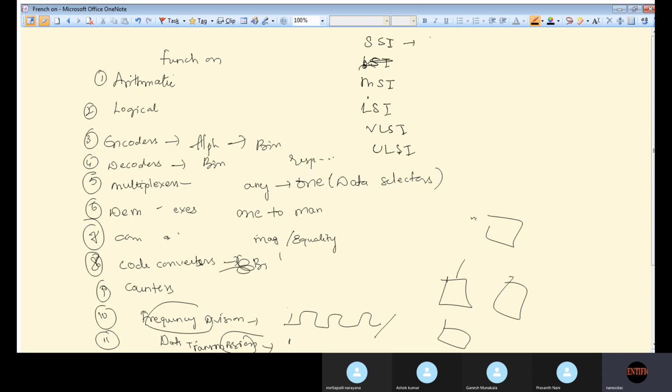Okay, SSI means on a single IC, how many transistors we could accommodate? So tens of transistors. MSI, medium scale integration, means if you are able to accommodate 10 to 100. LSI means large scale integration, up till 10,000 on the chip. VLSI is greater than 10,000. So millions of transistors are being integrated today.